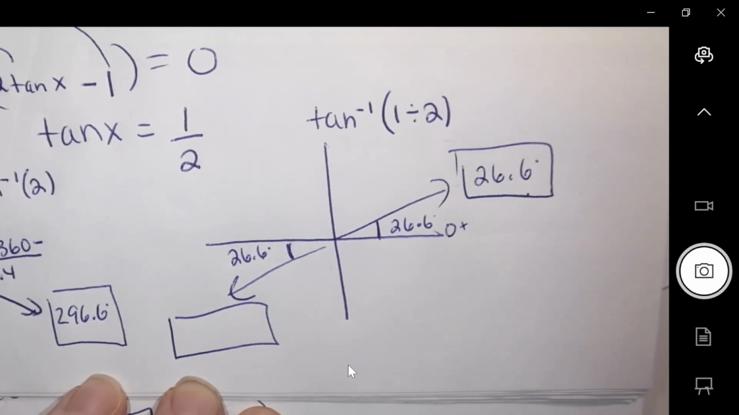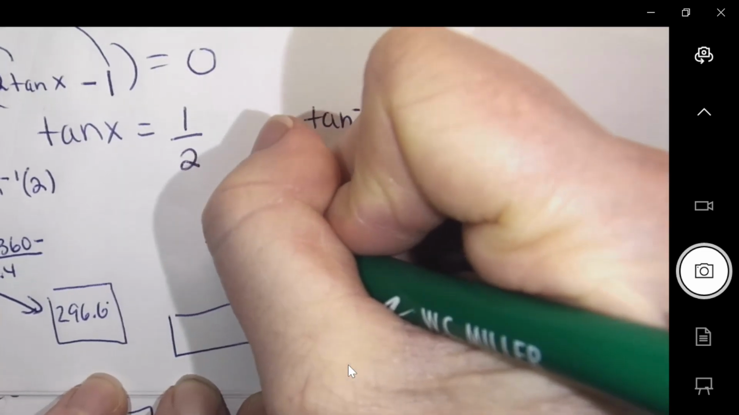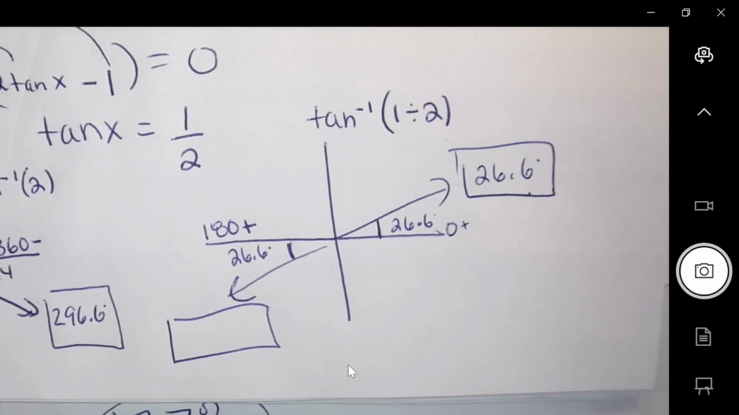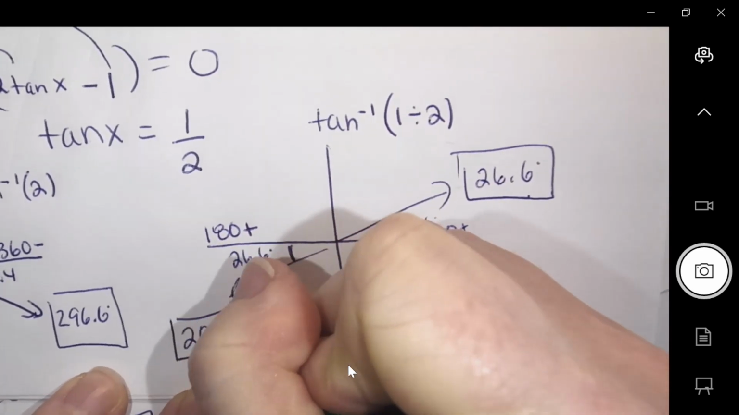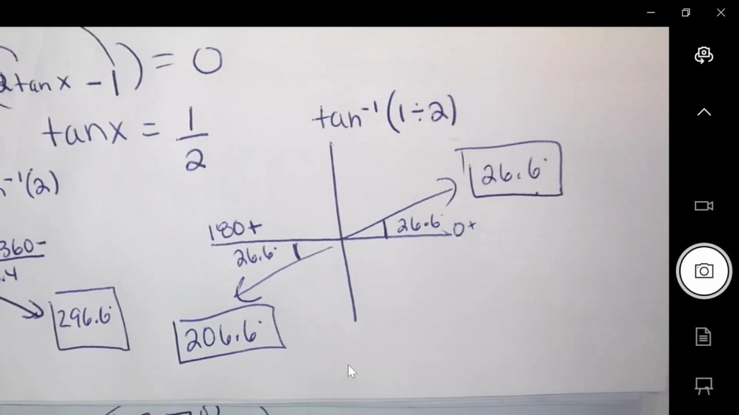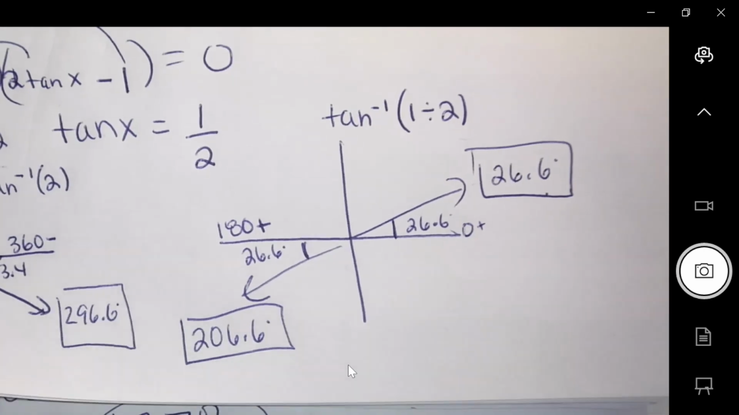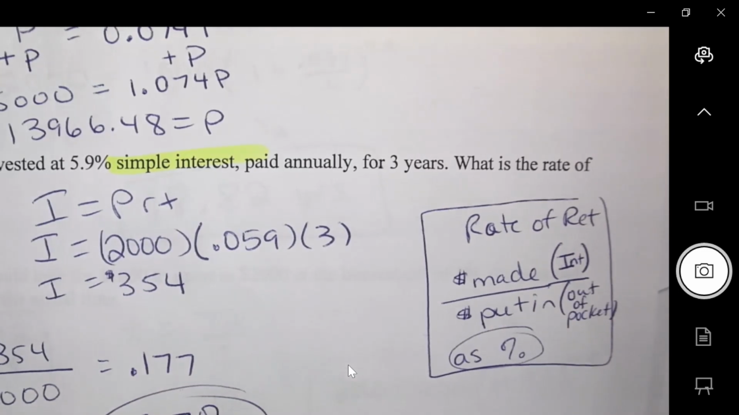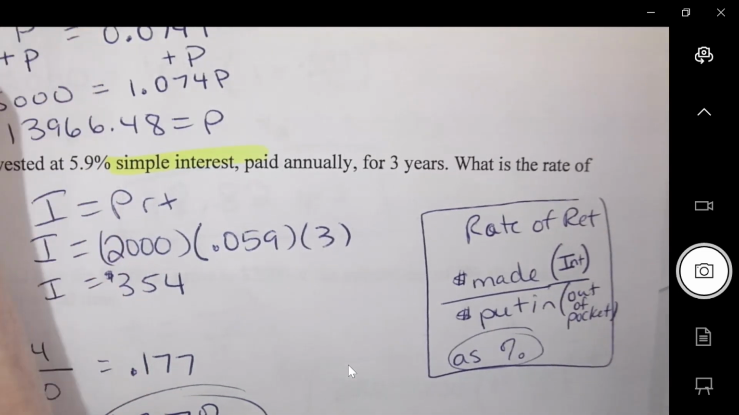And then if you're in quadrant 3, you're bigger than 180. Sometimes, do you remember that we had no solutions if I had a cos or a sine value bigger than 1 or less than negative 1? Those were no solutions. Okay, 2 more questions.